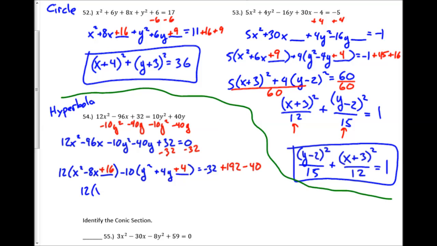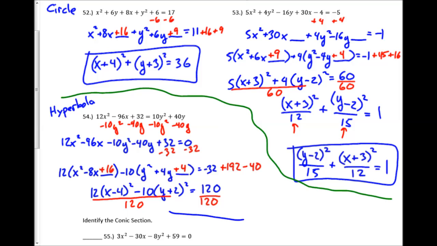So now I've got 12. Oh, sorry, let me factor this thing. What am I doing? So I've got 12 times (x minus 4) squared. This one's going to be (y plus 2) squared. Over here, when it's all said and done, I add all this together. That gives me a 120. And now I've got to divide each side by that 120.